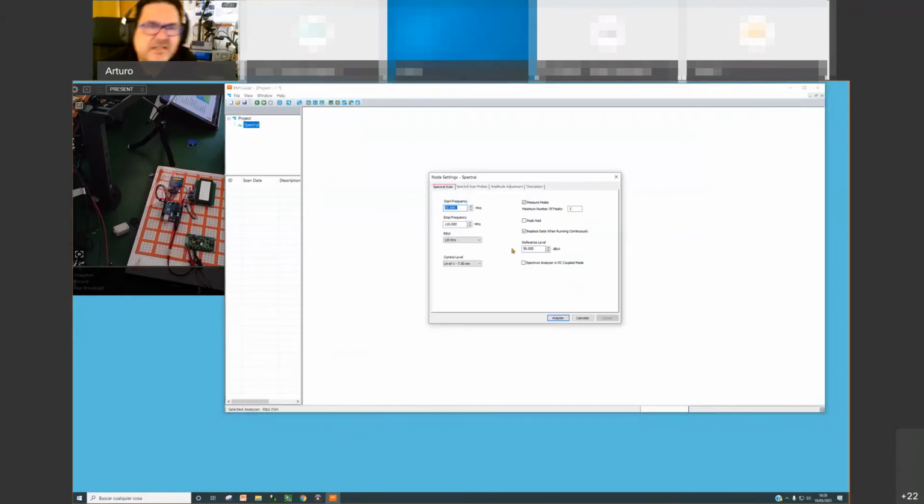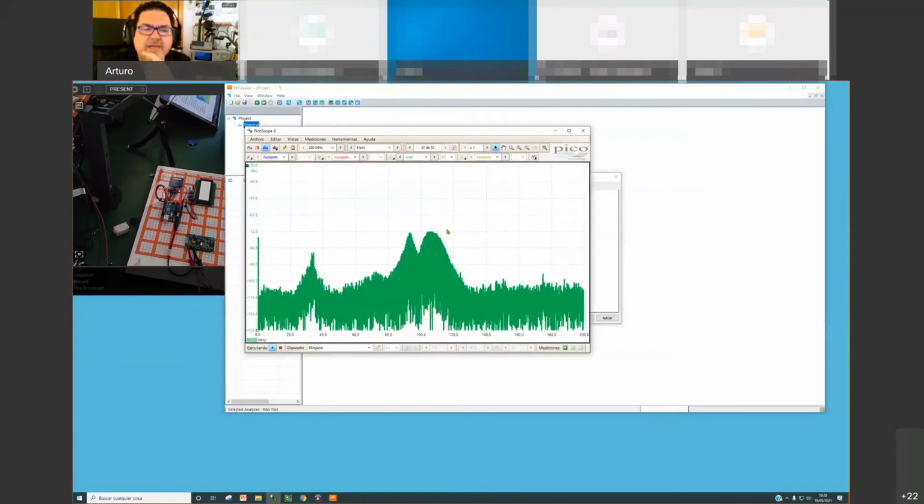What is a spectral scan? It is to take the full system or part of your system and measure in some specific frequency range, for example from 10 megahertz up to 300 megahertz. This is my frequency of interest. Why? Because I know I am radiating at 100 megahertz.